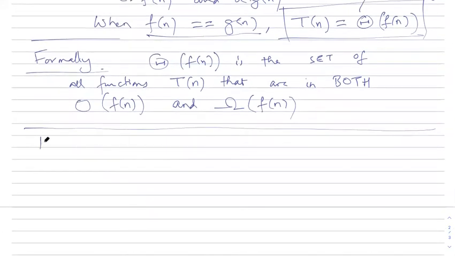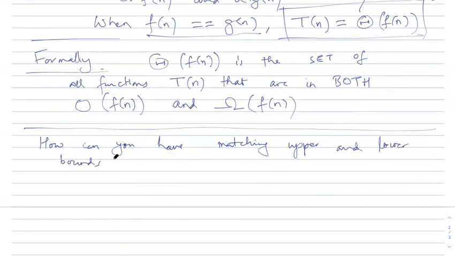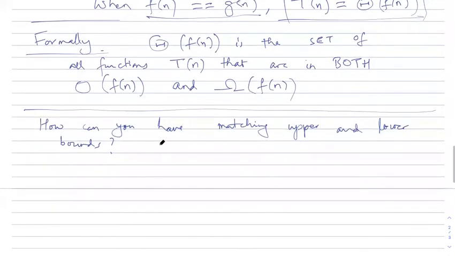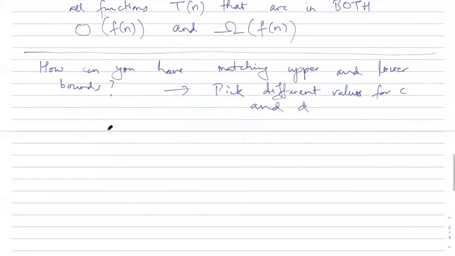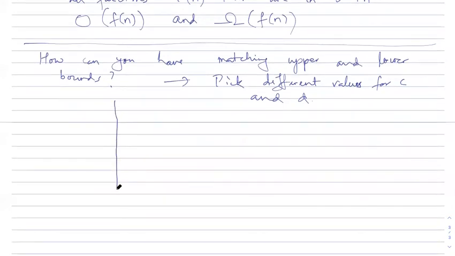So how can you now have matching upper and lower bounds? Basically, how you are able to do this is you pick different constant values, different values for c and d. So if you want to conceptually see it, it basically would look like this.